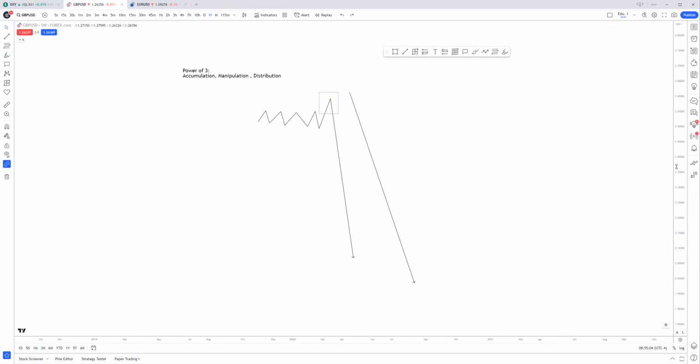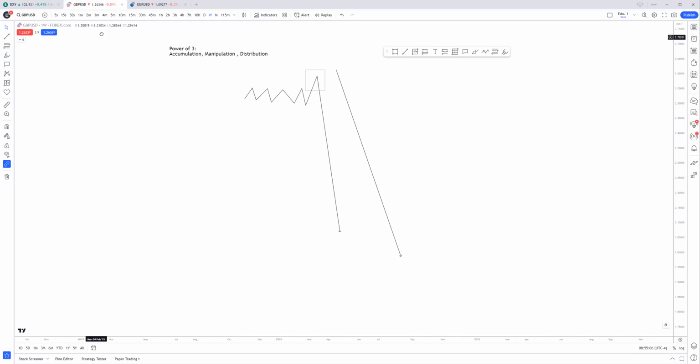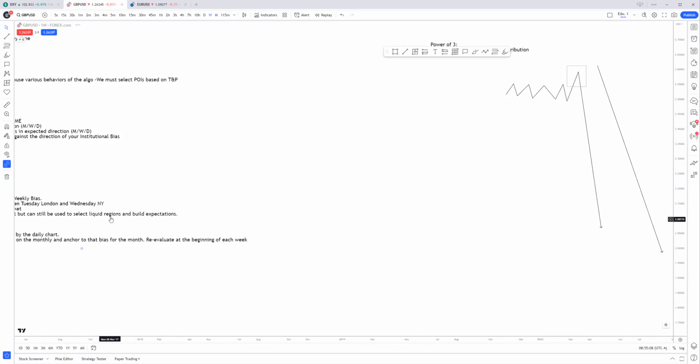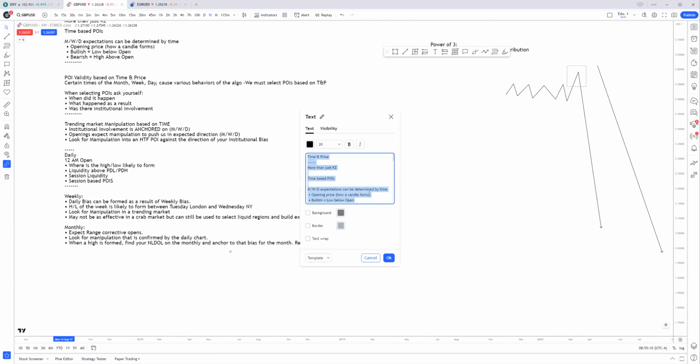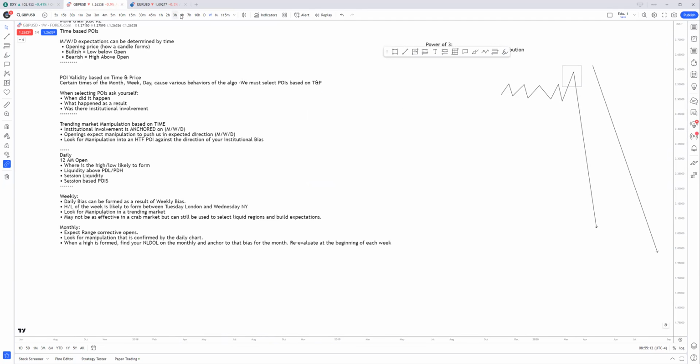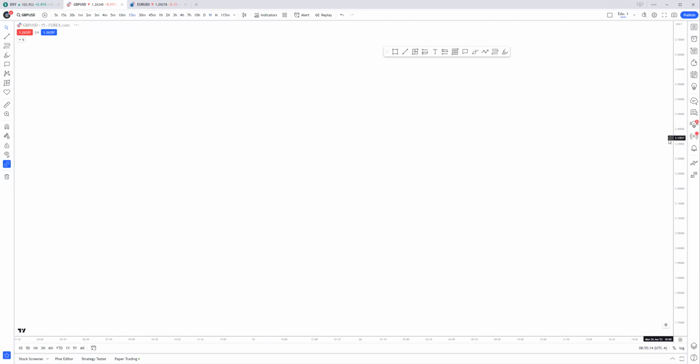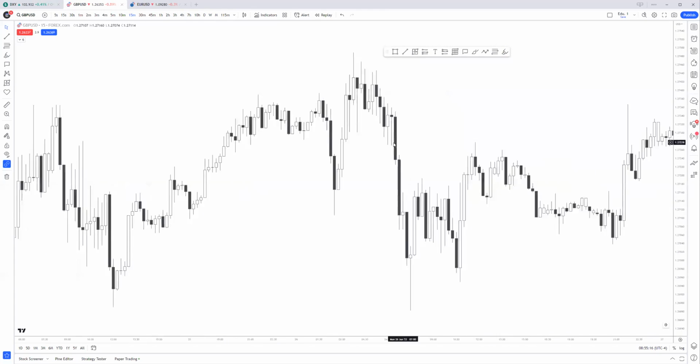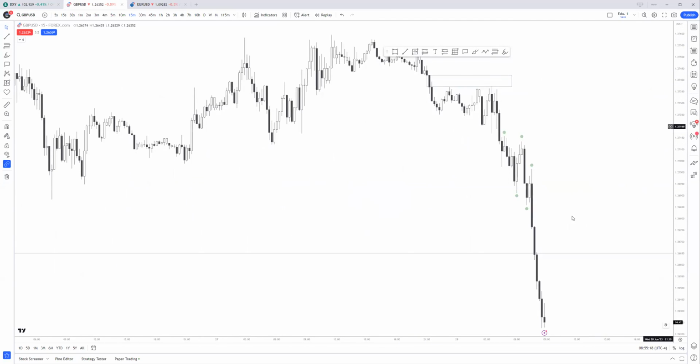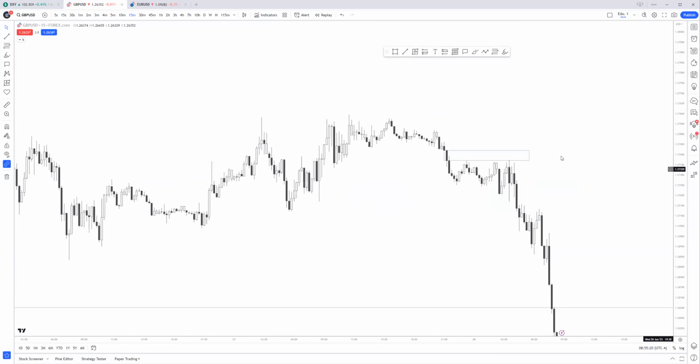And we saw that on GU during London session. So if I was to go to what time frame was that, Bobbin? 15? It was 15, yeah. Yeah, so we can see that right here, right?